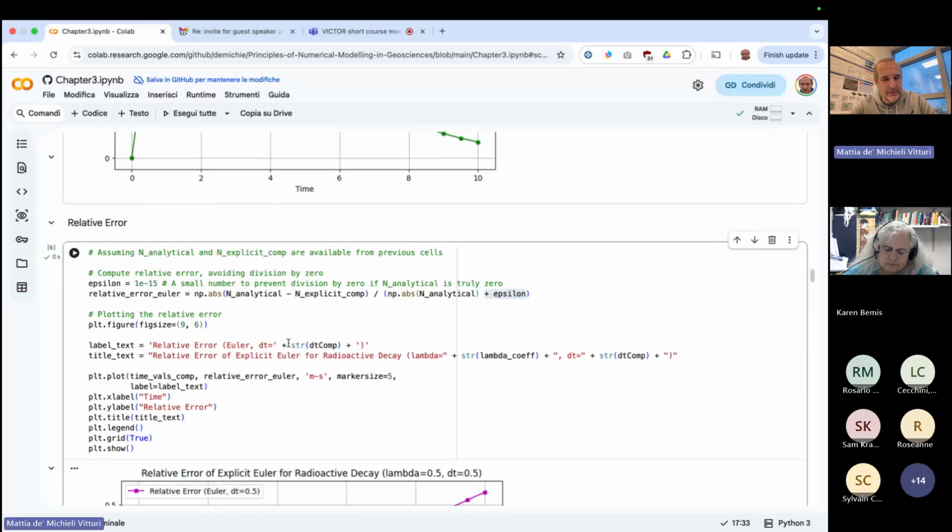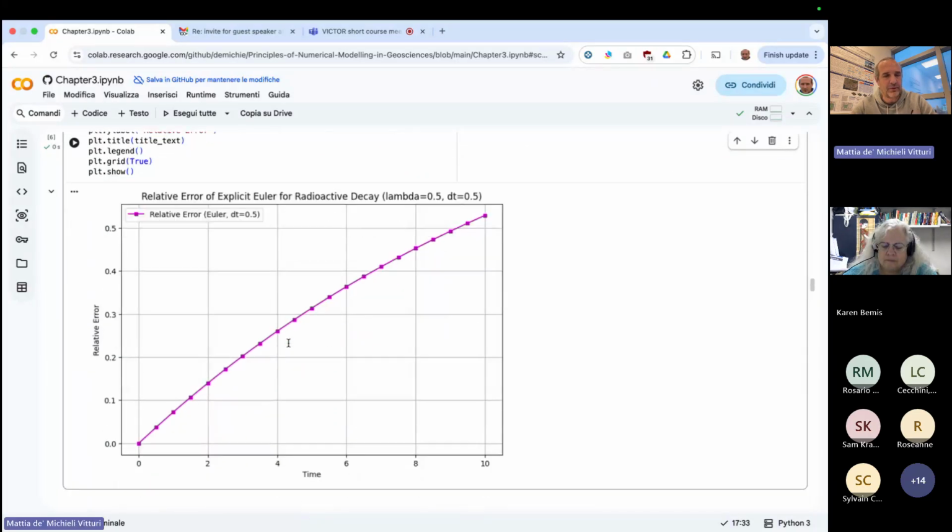So let's plot this. And here we can see now that the relative error is increasing, starting from 0 to 0.5. 0.5 is the relative error. It means that we have an error of about 50% in the solution at time 10 seconds.